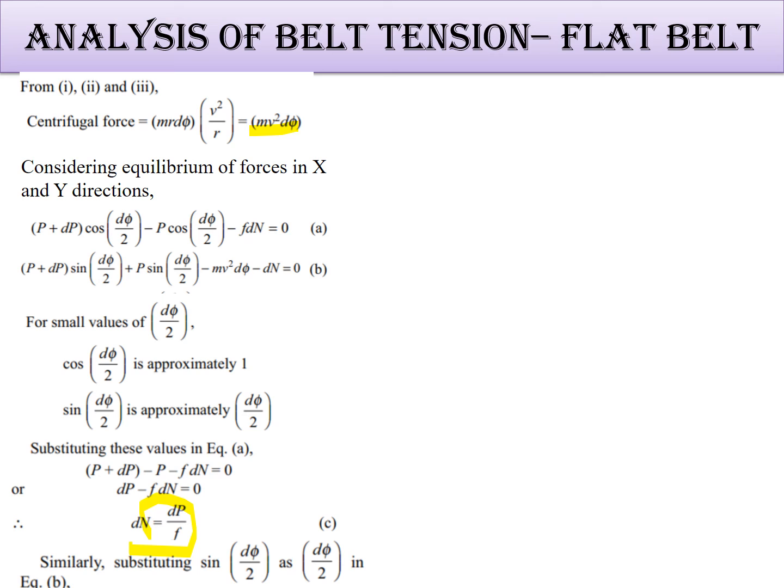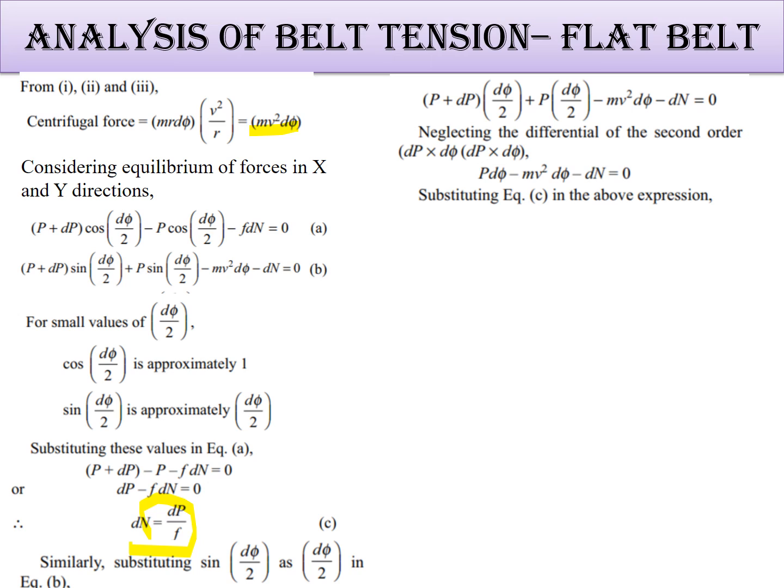Now similarly substituting sine d phi by 2 as d phi by 2 in equation B also. So we are putting these values here, and if we neglect the differential of the second order term, that is dp into d phi, the remaining term is what? P into d phi minus m v square d phi minus dn. Only these terms are shown here. Now if you put the value of dn here, dn equal to what? dp by f. So we are going to put this value here.